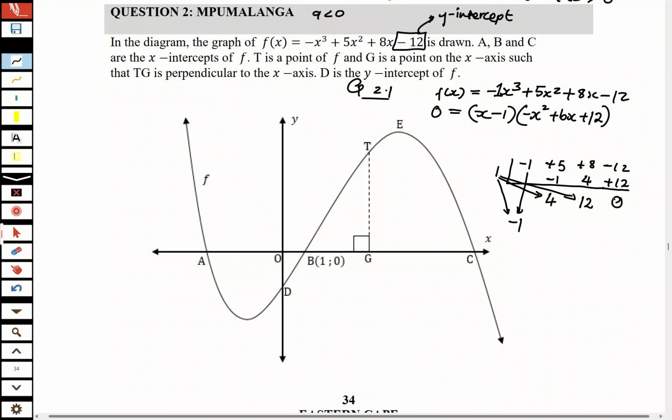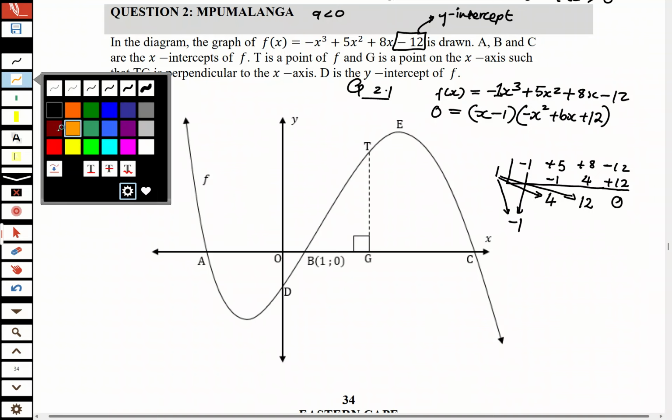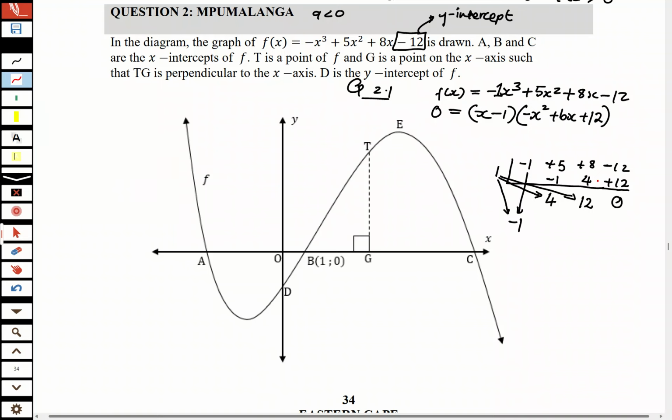So whenever you have 0 there, you already know that you have done it correctly. Whenever you have 0 for the last term there, you just know that you have factorized correctly. So if the last step gives you 0, just know that you did it correctly.